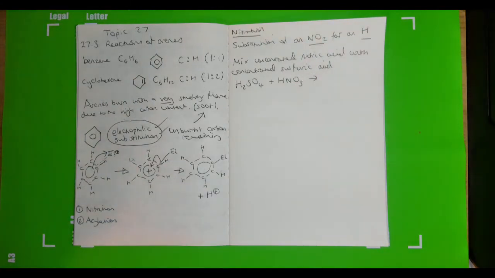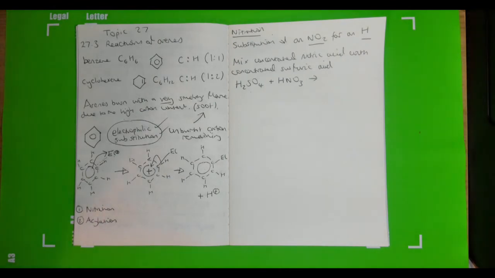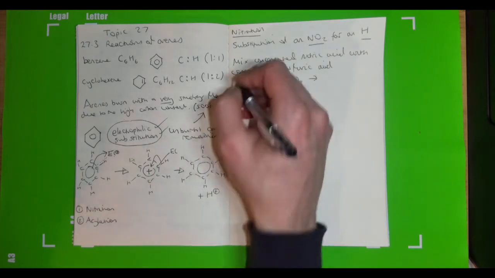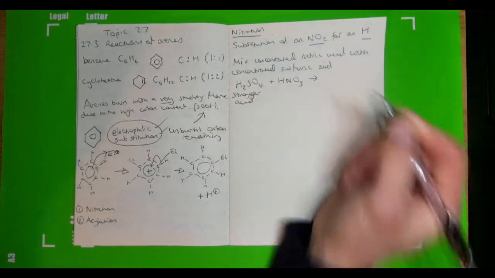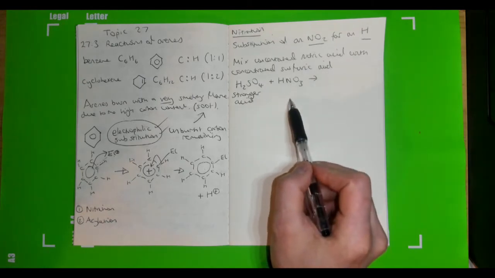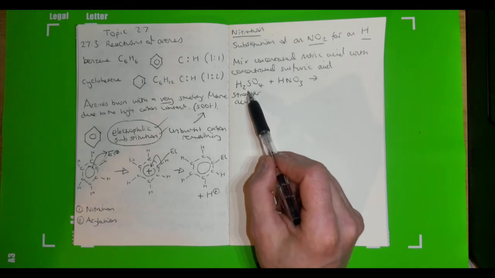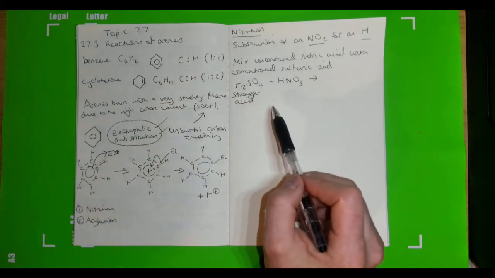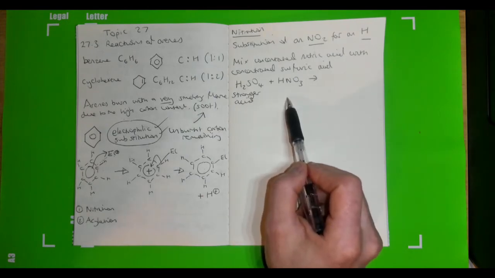Okay, now here we've got an acid reacting with an acid. That is actually possible, and that is possible because sulfuric acid is a stronger acid than nitric acid. So you need to remember that sulfuric acid is a stronger acid than nitric acid. The easiest way to remember that is because it's got two protons there. If you've already studied acids and bases, then you'd know that this is a stronger acid than nitric acid.